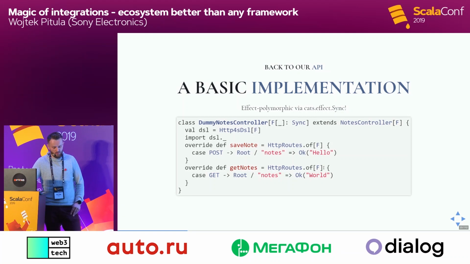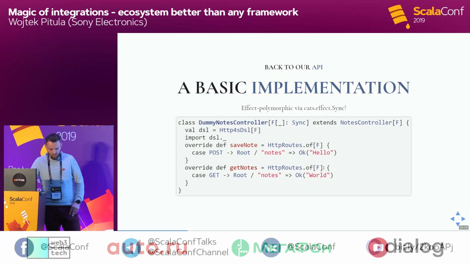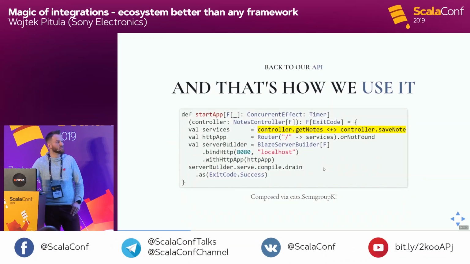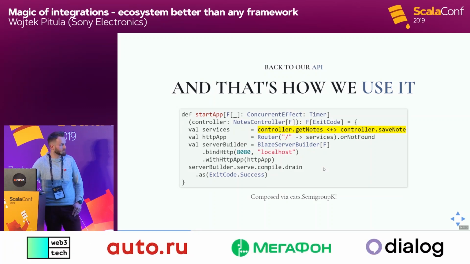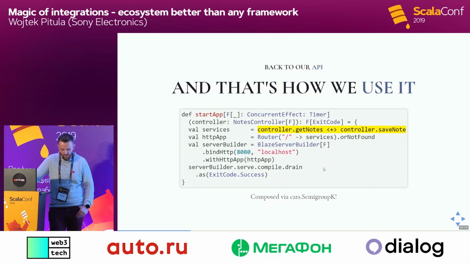And in case of the post request, we produce hello. In case of get request, we produce world. And that's it. How to use this thing? You just take these two routes, you join them together, you bind to a specific port interface, some boilerplate, and you have server up and running.